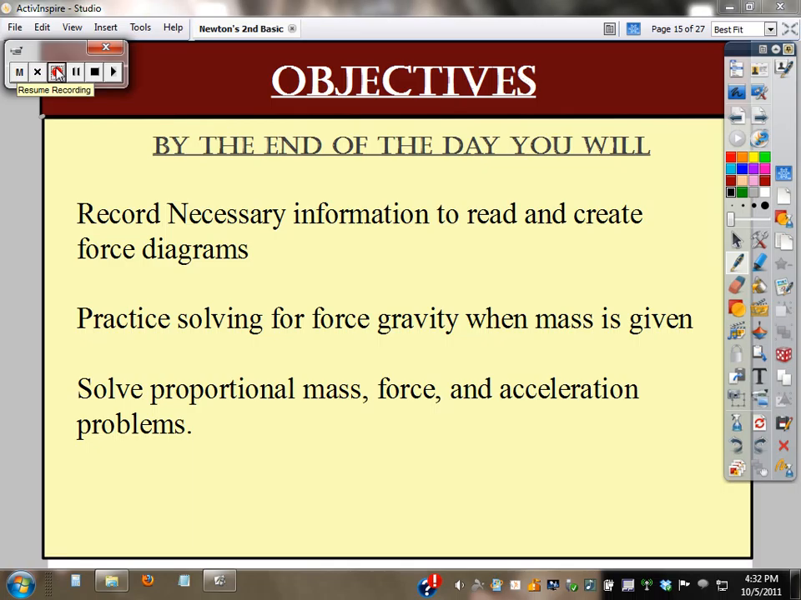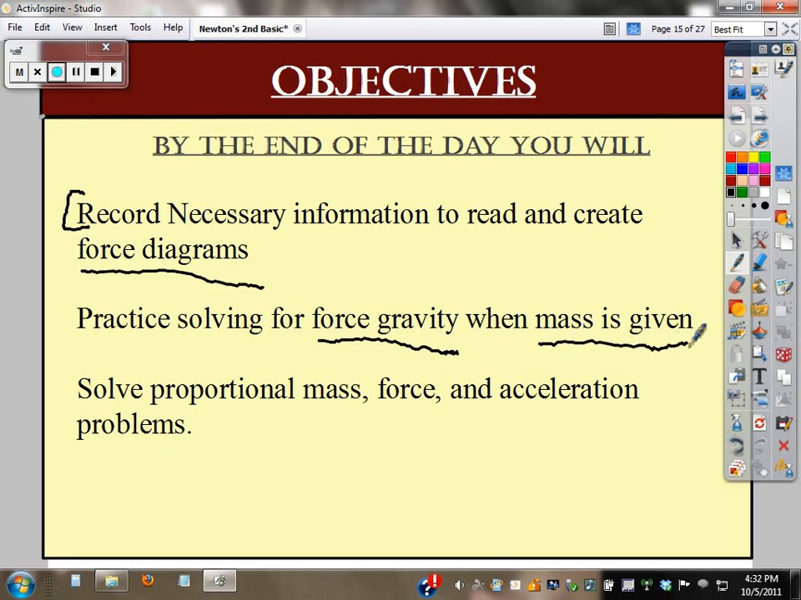This is part 2 of the basics you need in order to get through the Newton's second law portion of the test. What you will need today, a big part of today, is to record the necessary information to read and create force diagrams. Also practice solving force of gravity when mass is given, and solve proportional mass, force, and acceleration problems.